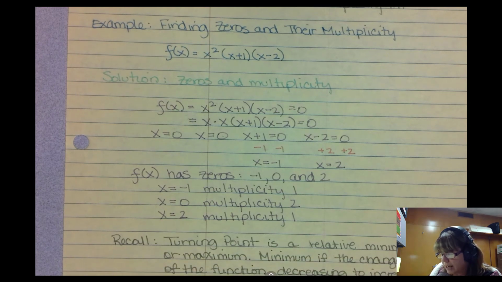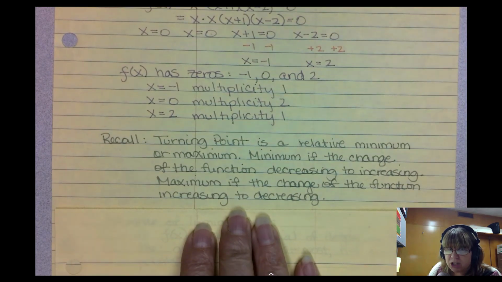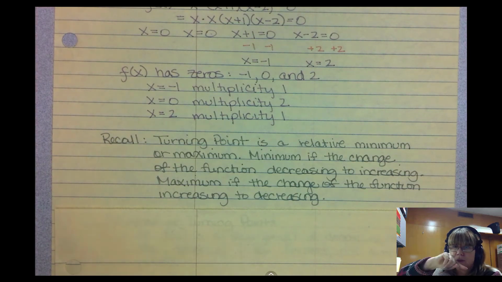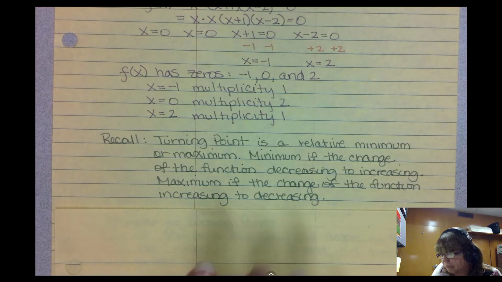So let's change the subject just slightly. We're going to use all of these facts to start graphing by using very special points. Recall that a turning point is a relative minimum or maximum. It's a minimum if the function goes from decreasing to increasing. And if it goes from increasing to decreasing, that's a maximum.